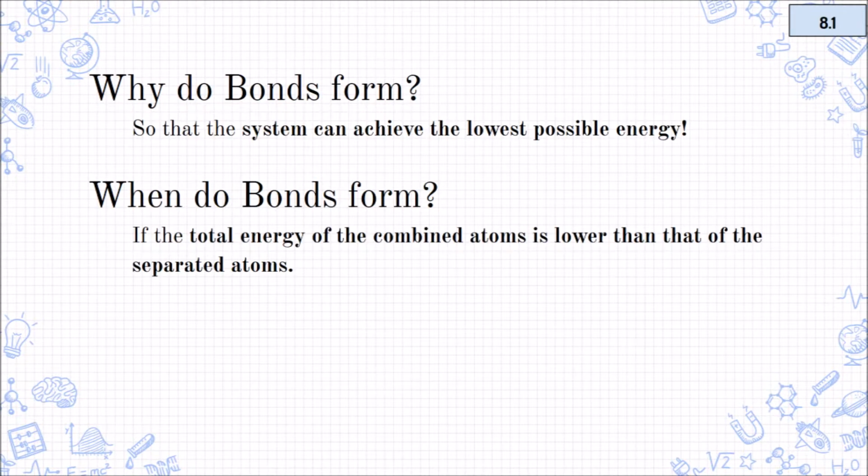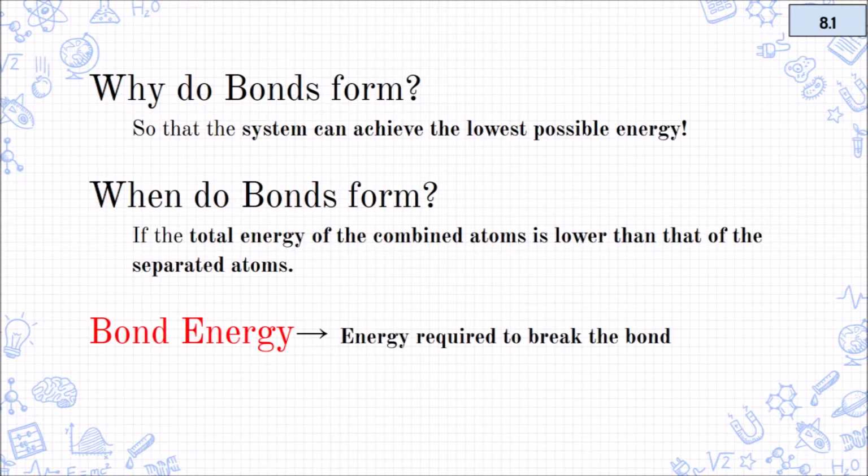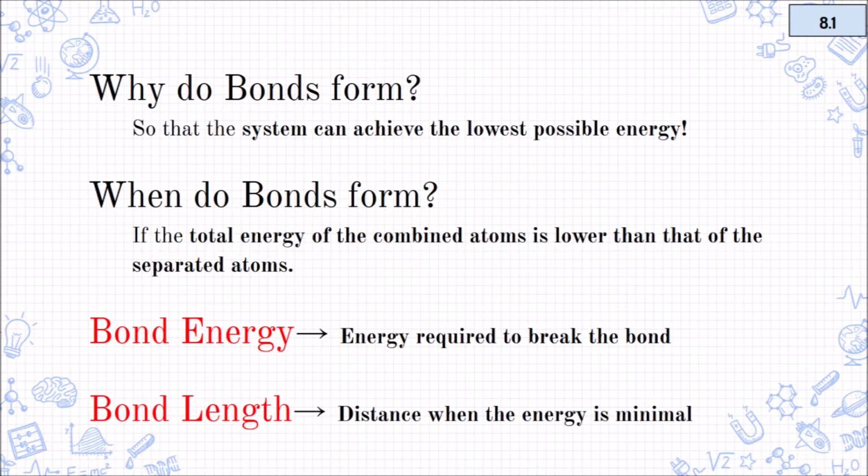But bonds form when the total energy of the aggregate is lower than that of the separated atoms. What does that mean? It's when two atoms together at a certain distance have a total energy lower and therefore more favorable than the total energy when they are separated and floating around in space being lonely. Here's some important vocab. Bond energy. That's the energy required to break the bond. Bond length. That's the distance between the center of the atoms when the total energy of the system is minimal.